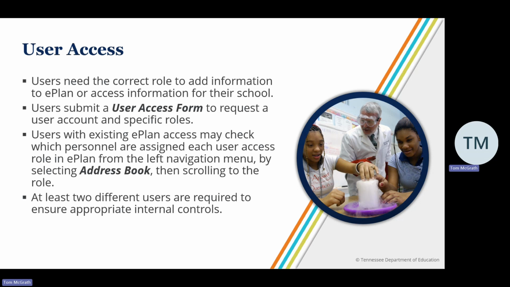Users with existing ePlan access may check which personnel are assigned each user access role in ePlan from the left navigation menu by selecting Address Book, then scrolling to the role. At least 2 different users are required to ensure appropriate internal controls.